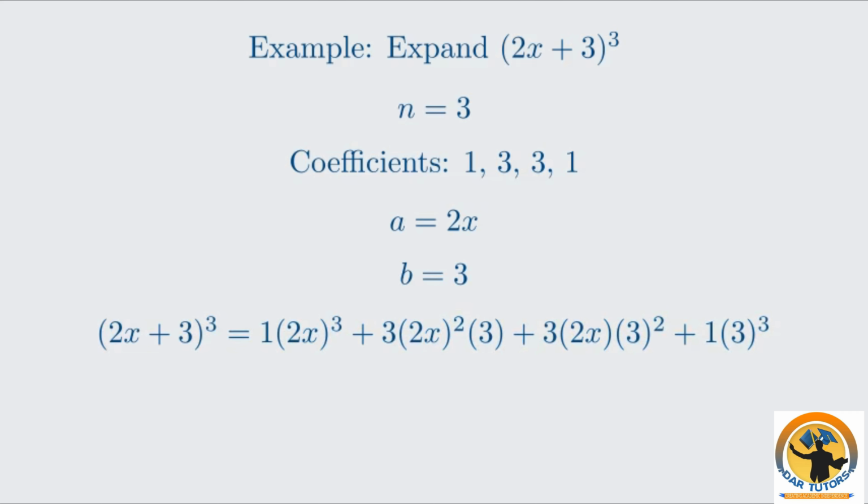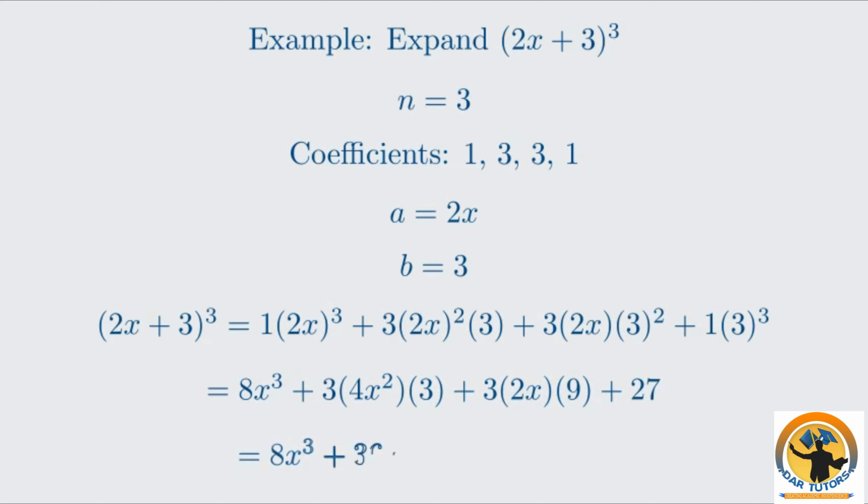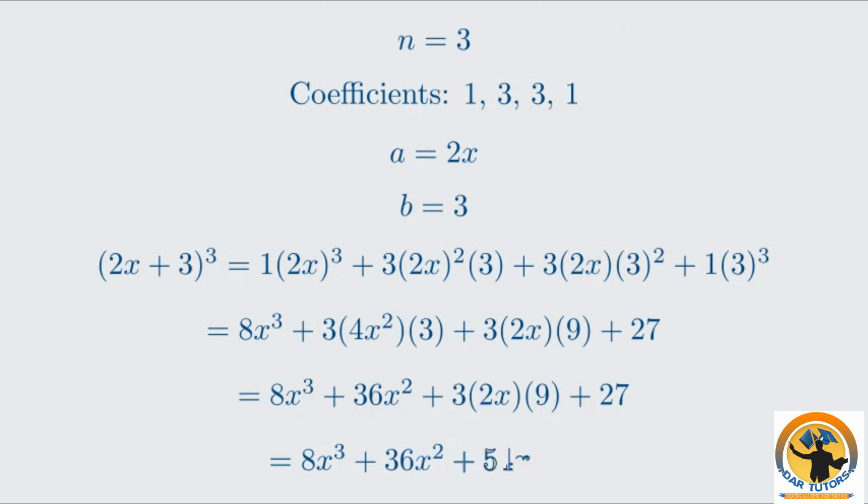Let's simplify each term. The first term is 8x^3. The second term simplifies to 36x^2. The third term is 54x. And the last term is 27. So the full expansion is 8x^3 + 36x^2 + 54x + 27.